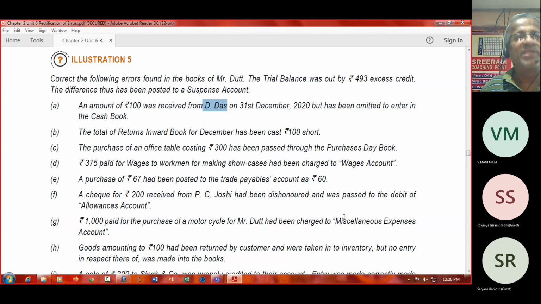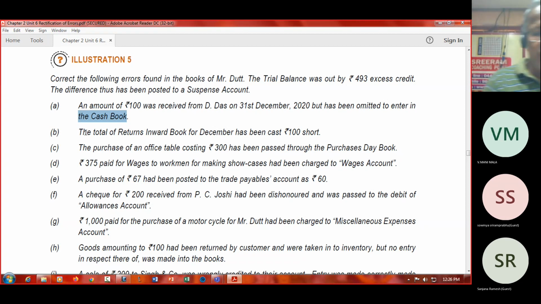So therefore, I'm making this much of hype because at a later point of time, you cannot quote this as the base for some other item. So this item is a mistake totally. It is a fraud, but has been omitted to enter in the cash book. This can never happen, but it has happened. So we have passed a journal entry.